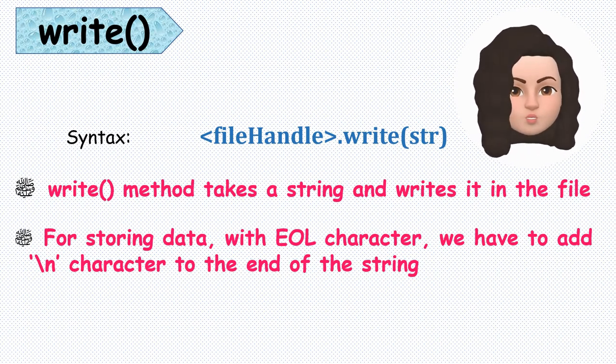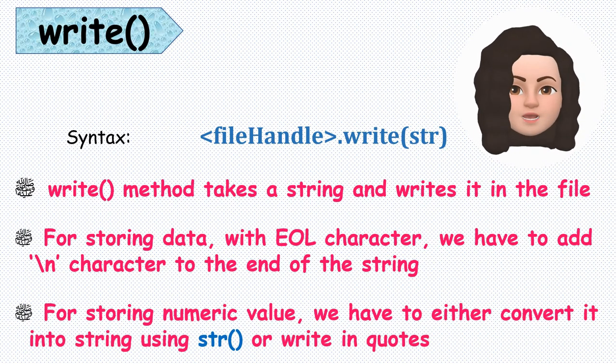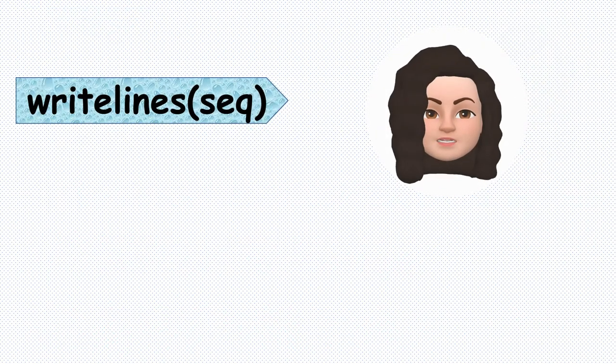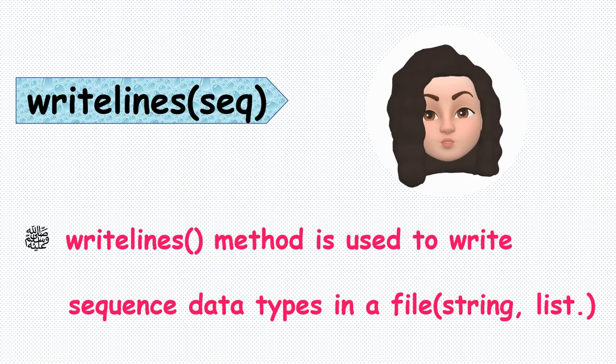And if you want to store a numeric value, the write function will not accept it. The write function will accept only a string. So the numeric value should be converted into a string using the str function, or you have to give it within double quotes. The writelines method is used to write a sequence of data types in a file. It can be a list also. Write will write only a string, but writelines will accept a list and write that data into your text file.